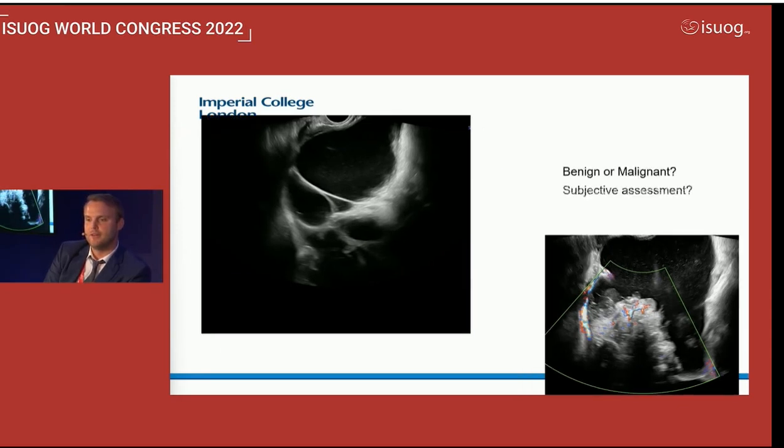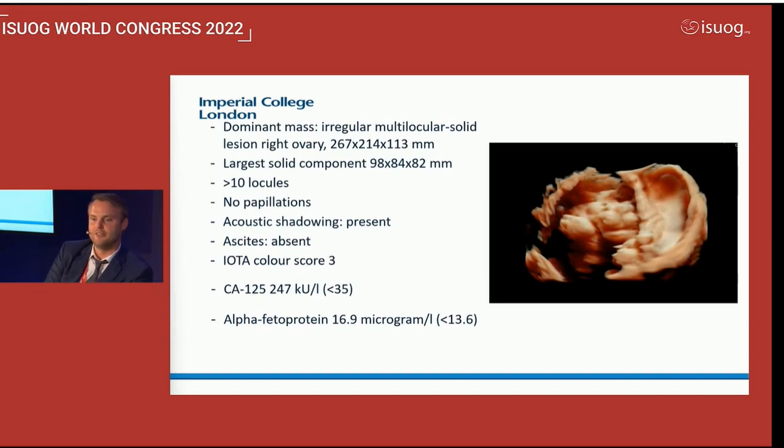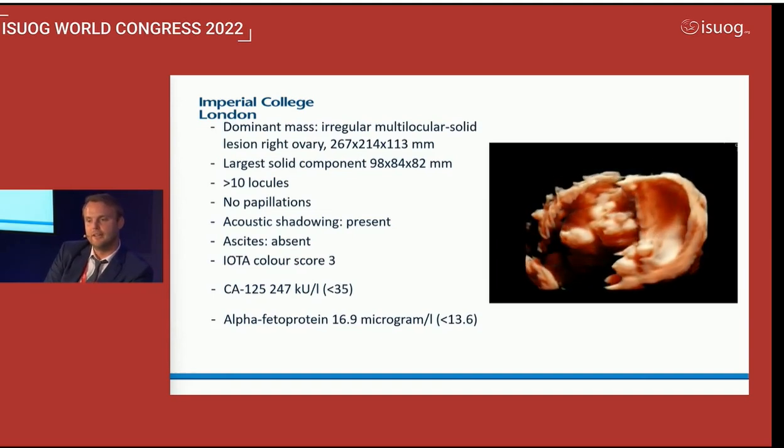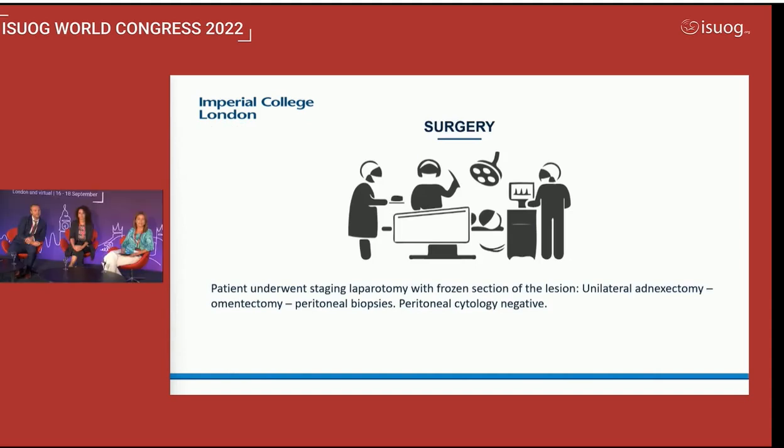Let's see how we described it. So irregular multilocular solid, it was 27 centimeters. Wow. The largest solid component was 10 centimeters. Color score 3 we gave to it. No ascites, shadowing present. CA125 was 247. And then alpha-fetoprotein was 16.9, which was increased. So she underwent a laparotomy with staging.